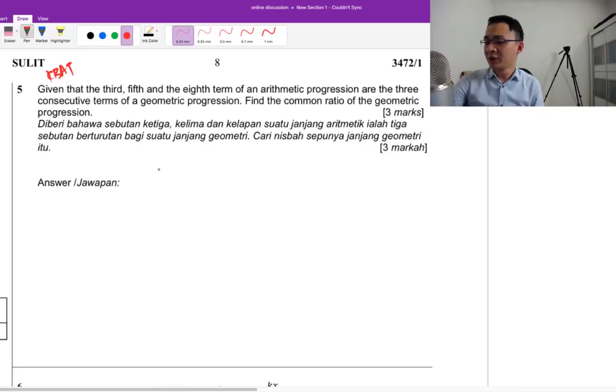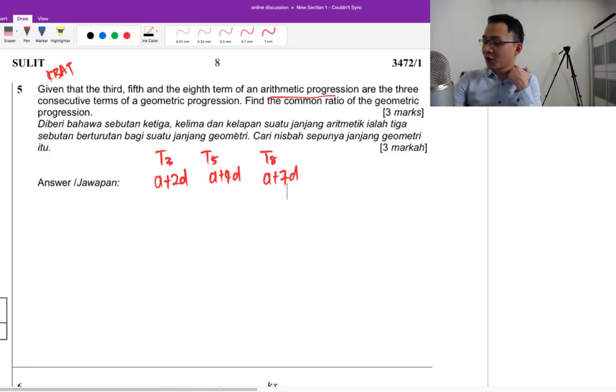Okay, so that means the third term of AP, right? So it's A plus 2D. Okay, you just substitute the formula for the third term, you get A plus 2D. And then the fifth term is A plus 4D. And then the eighth term is basically A plus 7D.